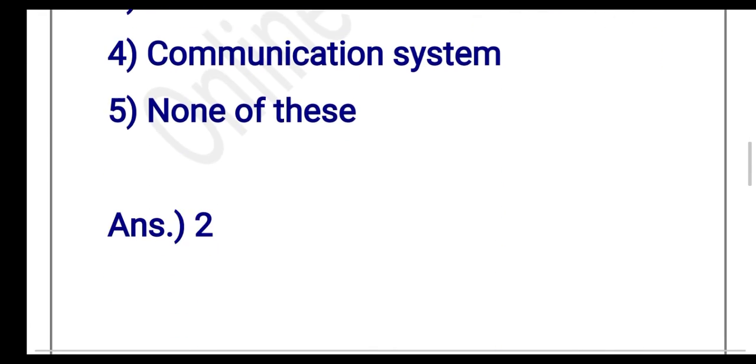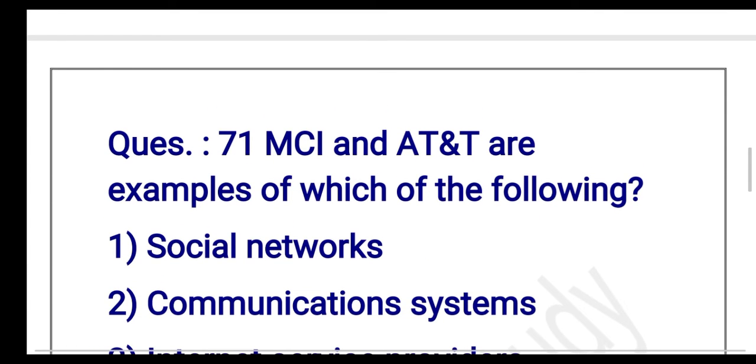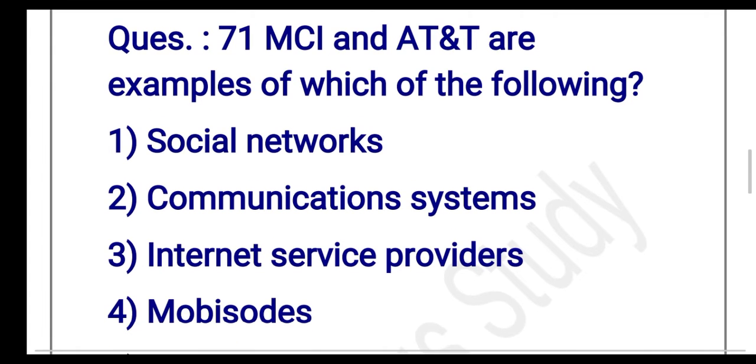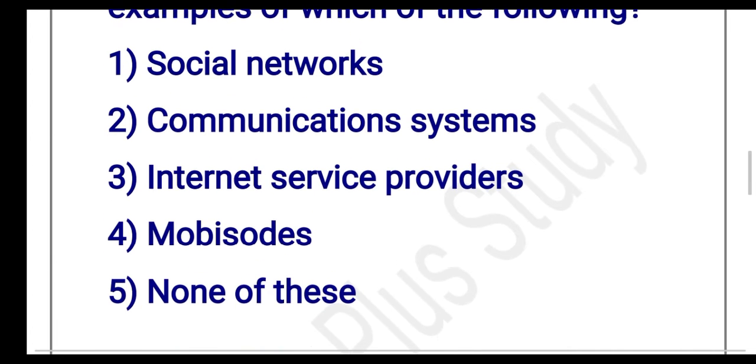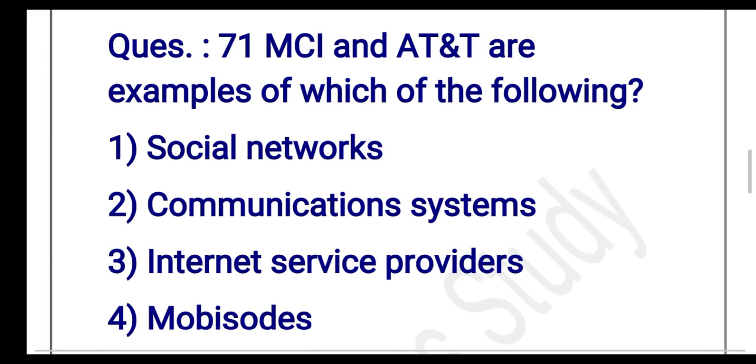Today's next question is, MCI and AT&T are examples of which of the following? Social networks, communication system, internet service providers, mobile swords, and none of these. So its answer is option number 3, internet service providers.